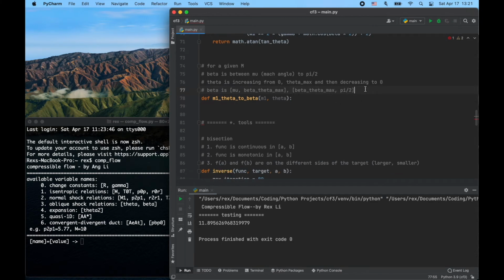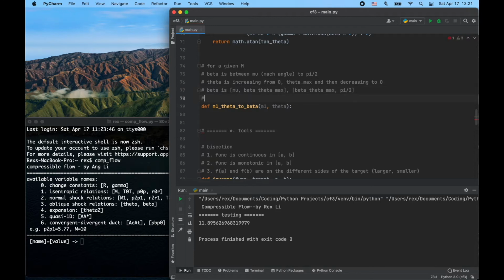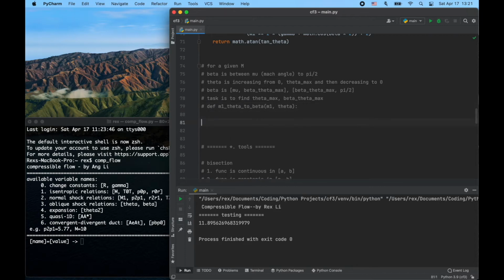So our first task is to find theta max, as well as the corresponding beta value. So let's first make this a comment: find M1 to theta max, as well as the corresponding beta value. And this one, we only have one argument, that is M1.